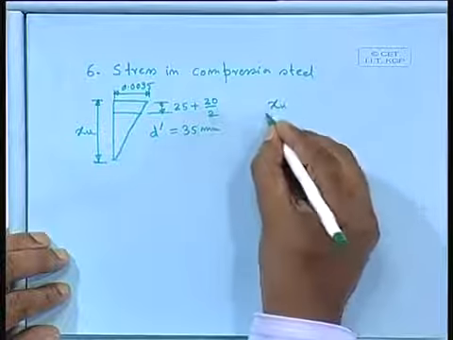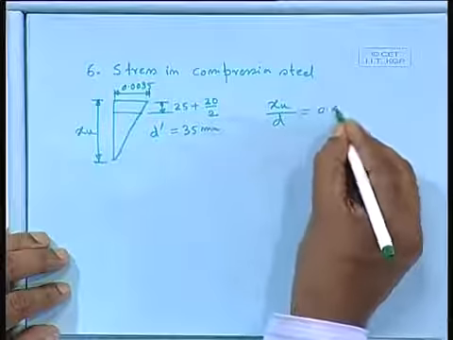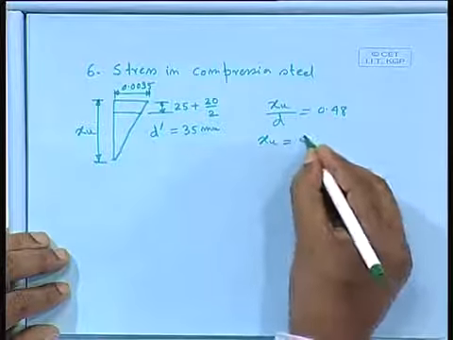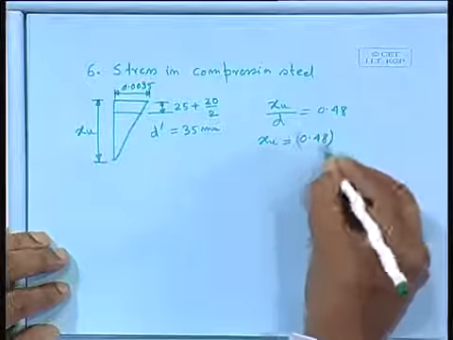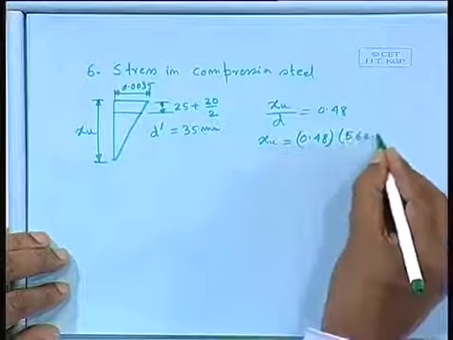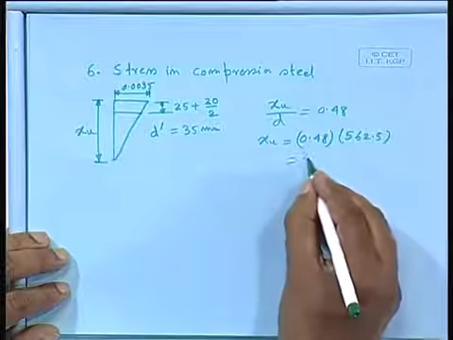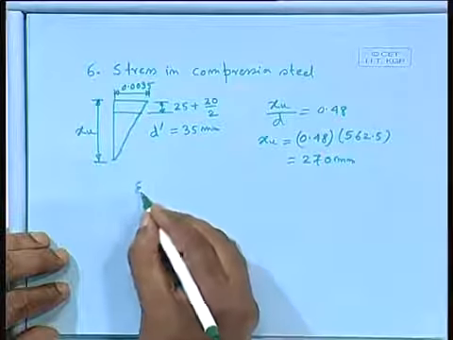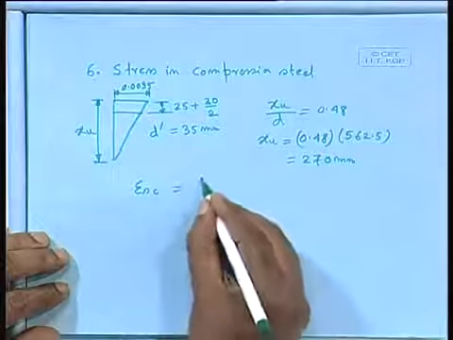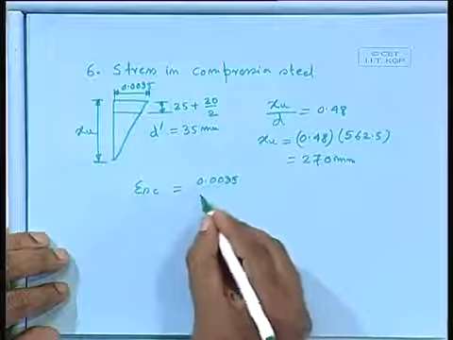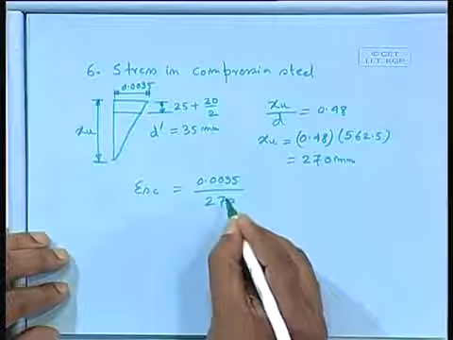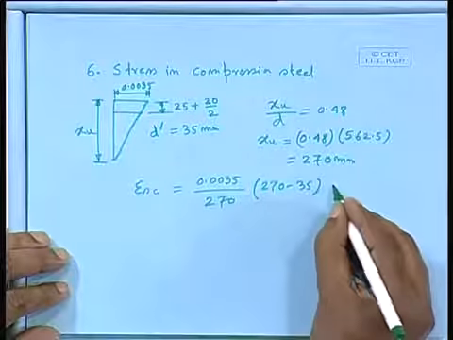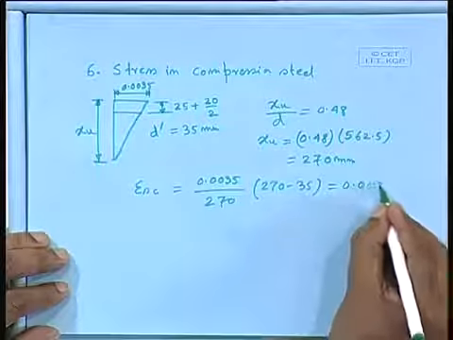XU by D is 0.48, XU equal to 0.48 times 562.5, which is 270 millimeter. Epsilon SC equal to 0.0035, which will be always less than this 0.0035, minus 35 equal to 0.00304.